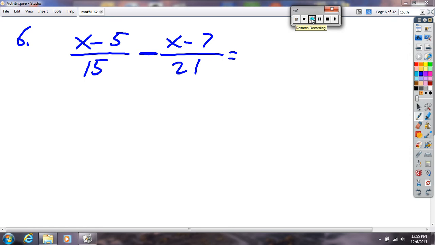Okay, I think everything's going okay. We have another problem of the same kind. We have 15 and 21. We need a common denominator. So here's 21, and we need to count by 21s.